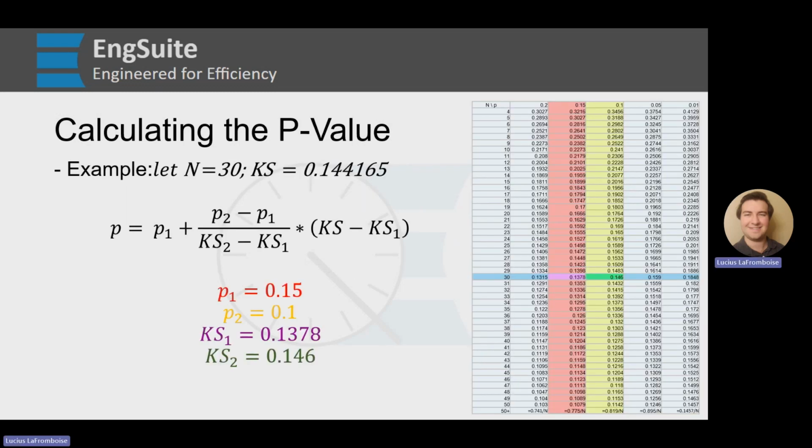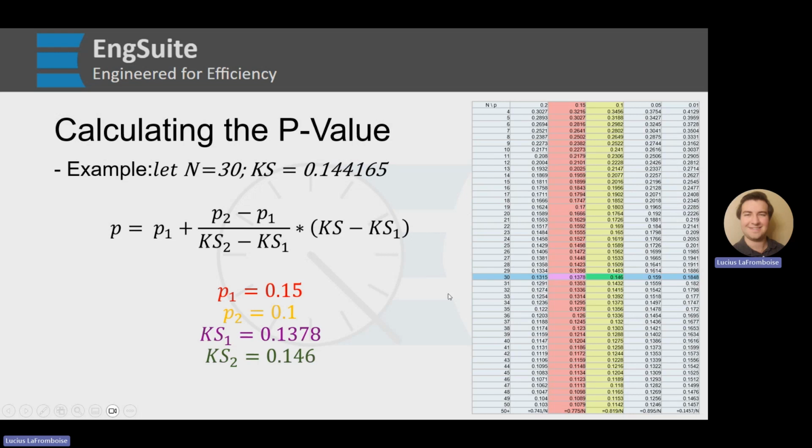So calculating the p-value using that first method, we're going to do an example here to show you how to use the p-value tables. So in this example, our sample size equals 30, and our KS test statistic is 0.144165. So here's our linear interpolation equation where we use our P1, P2, and our KS1, KS2.